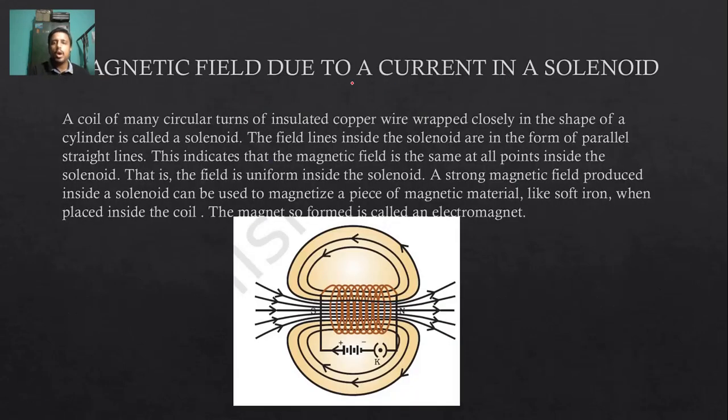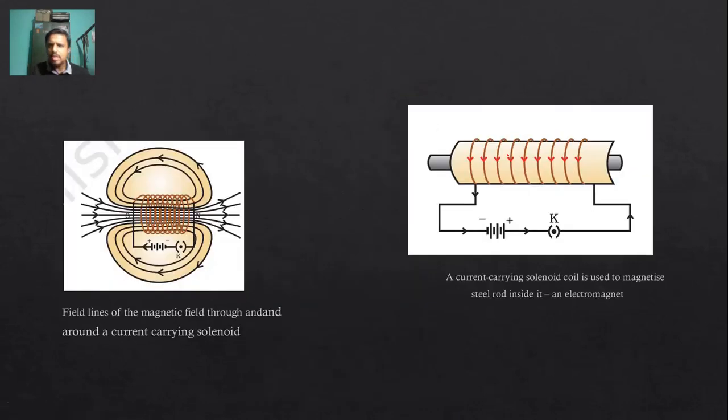Magnetic field due to a current in a solenoid. A solenoid is nothing but a coil of many circular turns of insulated copper wire wrapped closely in the shape of a cylinder. You can see the picture on this side. Yes, this is a solenoid, and around a cylindrical shape, the wire is wound in this direction. This is a current carrying solenoid.